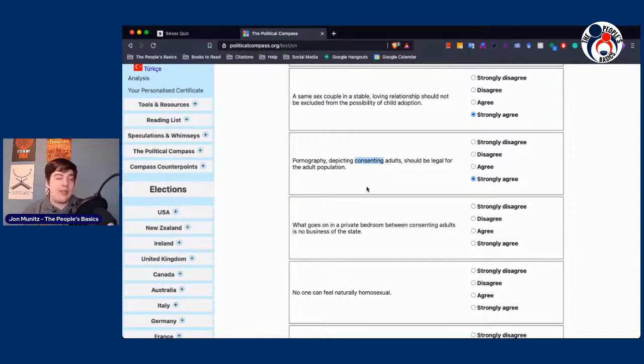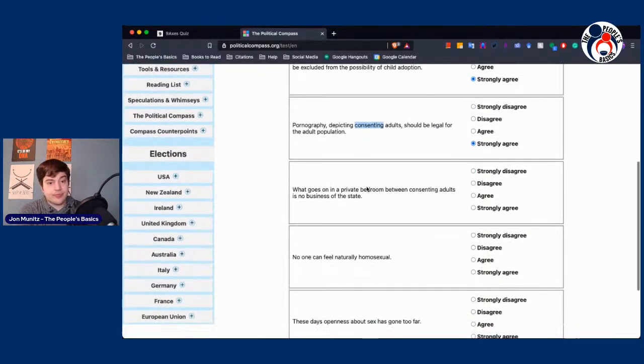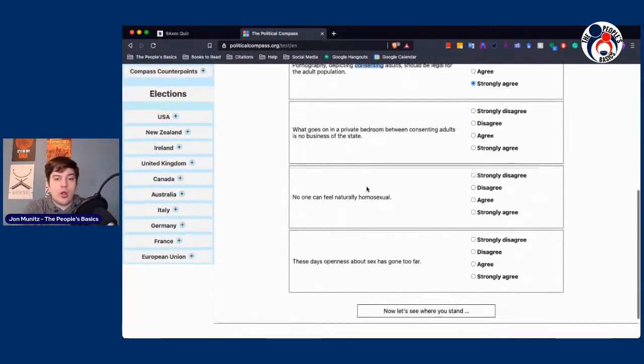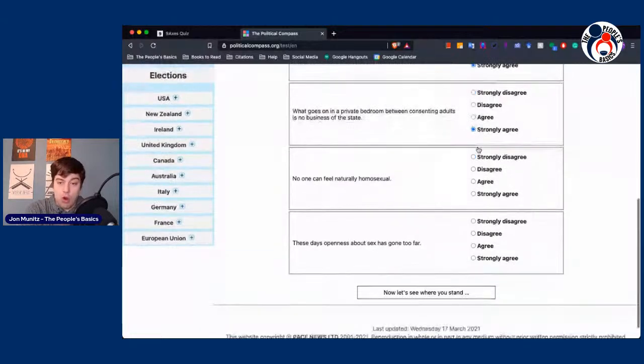And even if it is real consent, I am tired of seeing rape fantasies in porn. That has no place in porn. That is not something we should even consider like taboo exploratory. It is just pure wrong. And it should not be considered a sexual thing. Or it should not be considered an acceptable sexual thing. Next. What goes on in the private bedroom between consenting adults is no business of the state. Again, important they use the word consenting, and with that in mind, strongly agree.